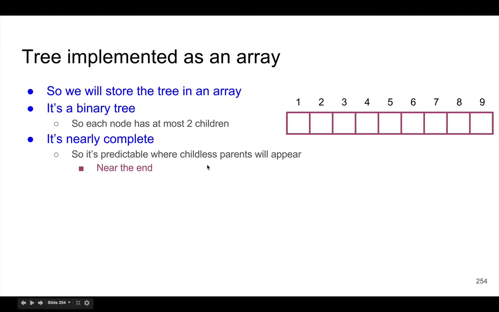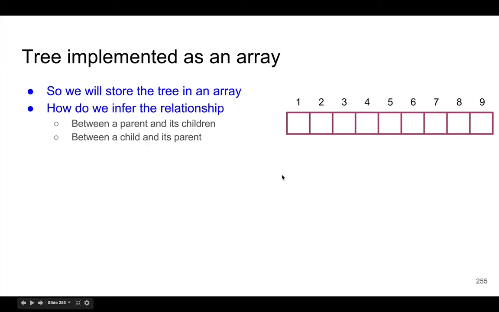And it's going to be predictable where childless parents are going to appear. They're going to be near the end, at the bottom row of the tree when we draw it as a tree. So the question is, how do we infer the relationship between a parent and its children? And how do we infer that relationship in the other way between a child and its parent?